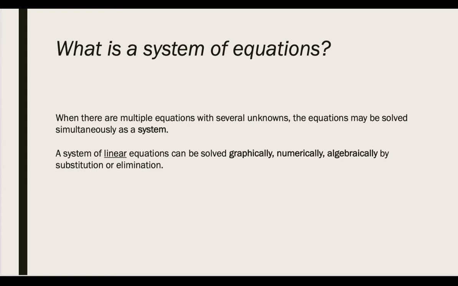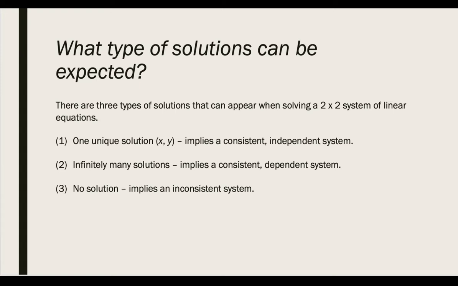Well, when we have multiple equations with several unknowns, which are just variables, the equations may be solved simultaneously as a system. A system of linear equations can be solved graphically, numerically, algebraically by substitution or elimination. Now, I emphasize that they have to be linear equations because if we have nonlinear equations, something like x squared in there, we're not going to be able to do all of these methods.